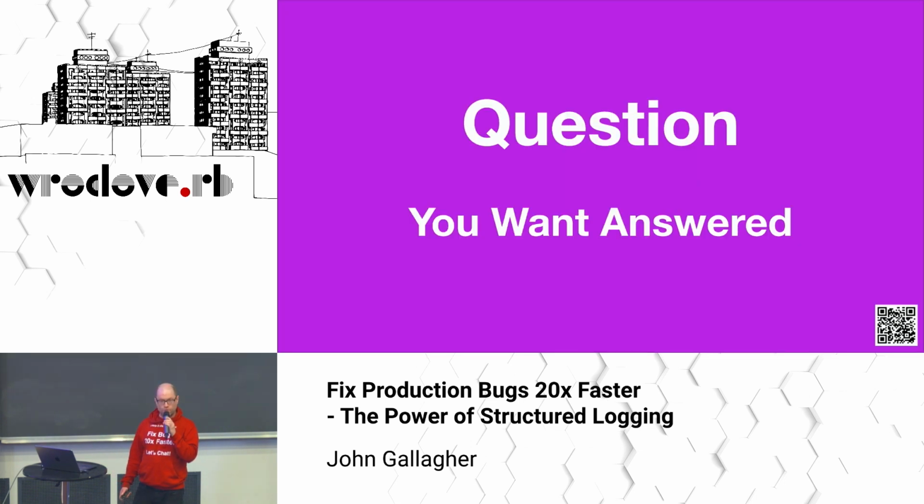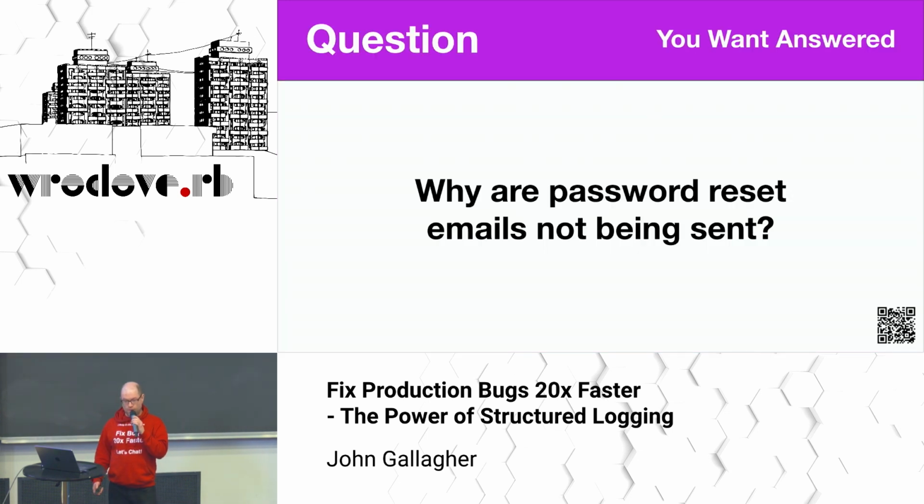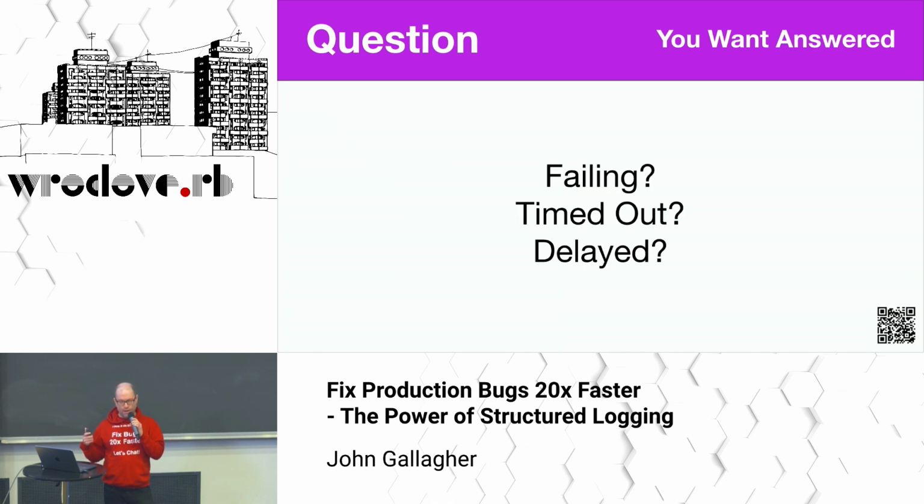First of all, we want to talk about the question we want answered. Now, the obvious question is, why are these password reset emails not being sent? So that's pretty vague. We can't create any graph that's going to answer that directly. So instead of that, we need to come up with some hypotheses. Why might it be going wrong? It could be failing, the jobs could be timing out, they might be being delayed.